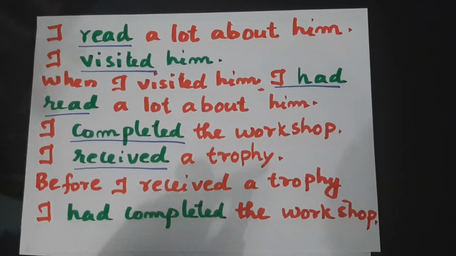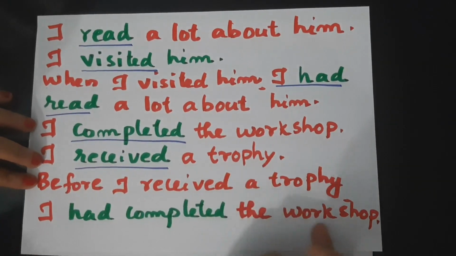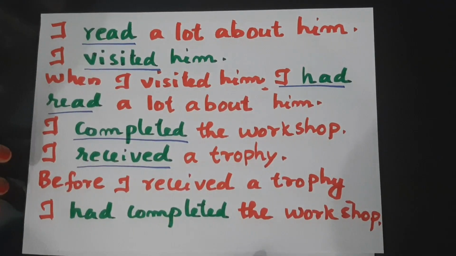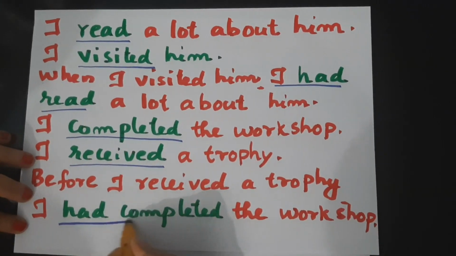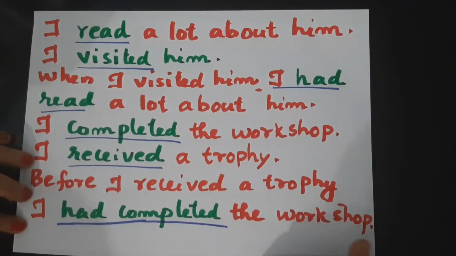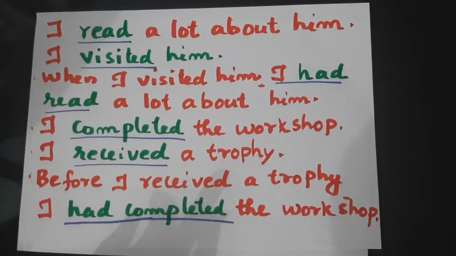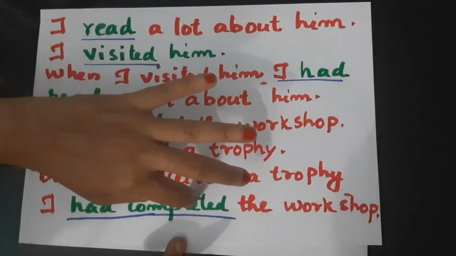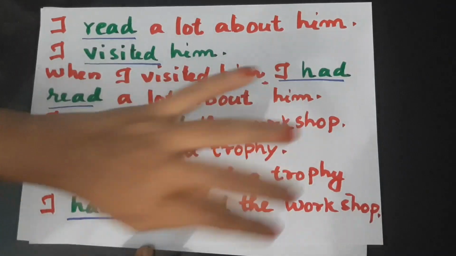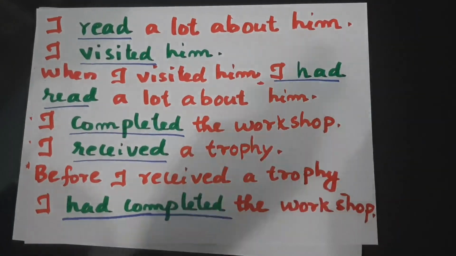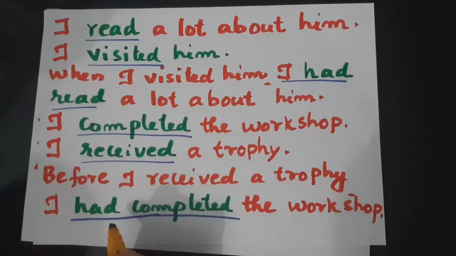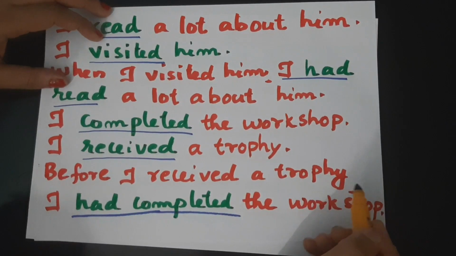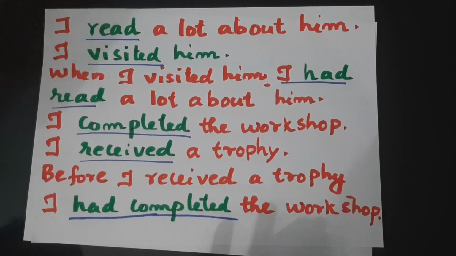Okay, means only after completing the workshop he could receive a trophy. So the first completed action is he has completed the workshop. That's why we used past perfect here: had completed. The first completed action is thus he completed the workshop. See, before I received a trophy, I had completed the workshop.